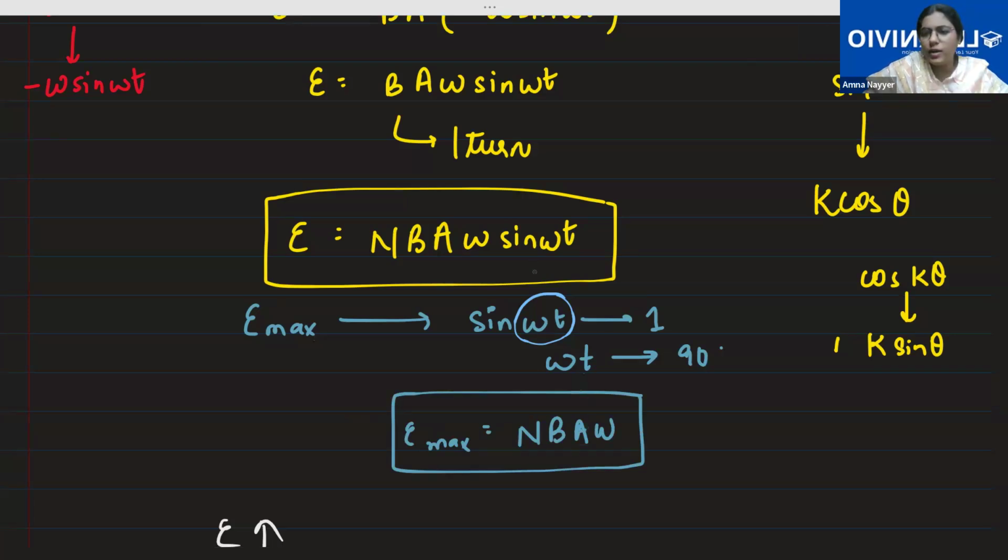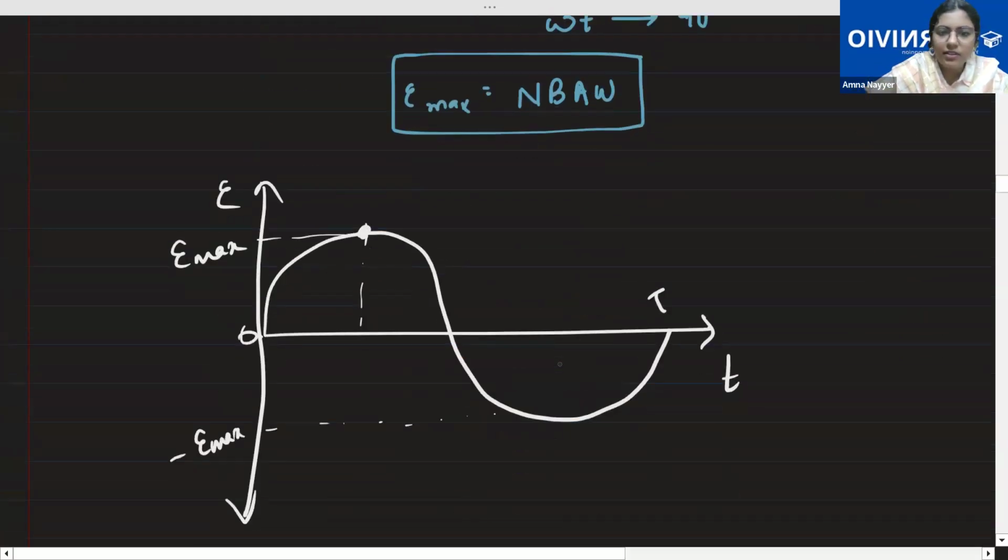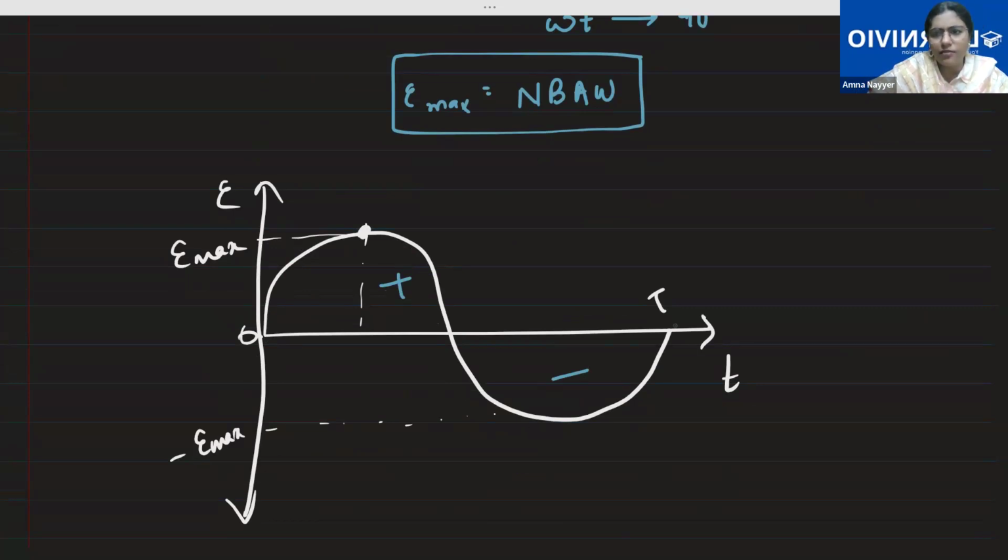Your sine part is 1. We put sine 90 degree and then we write 1, so it's just written already. So the graph will also be variable, and this is the positive part of the graph. Negative, it will continuously change depending on the angles and everything. This maximum value will be plus NBA omega. This will be minus NBA omega.